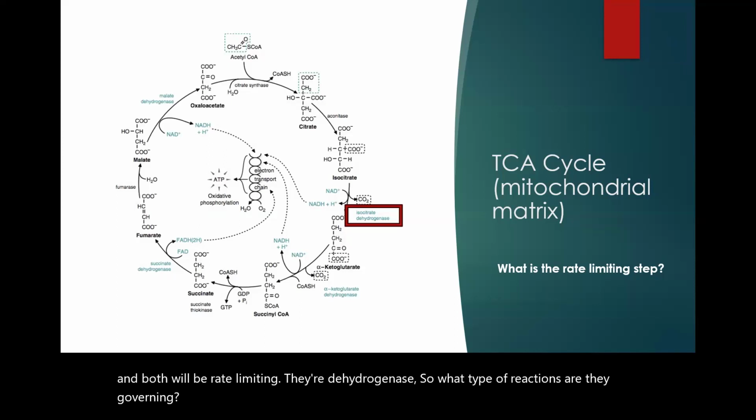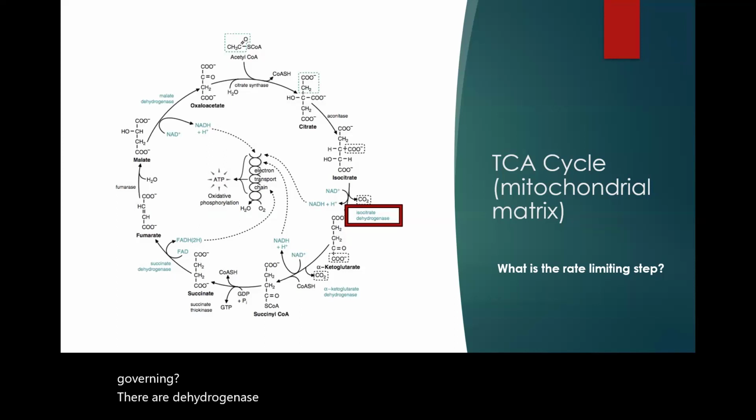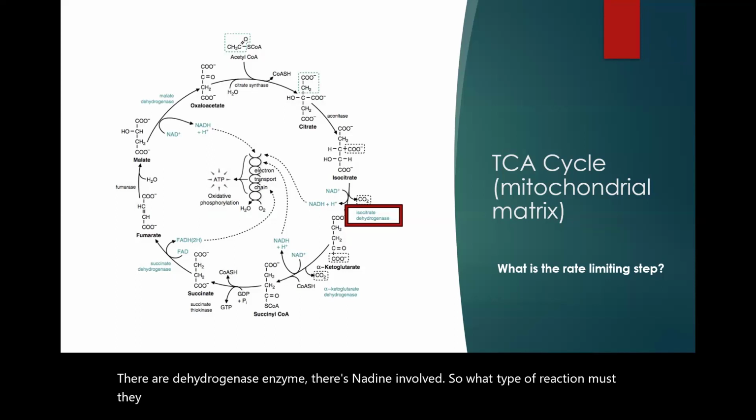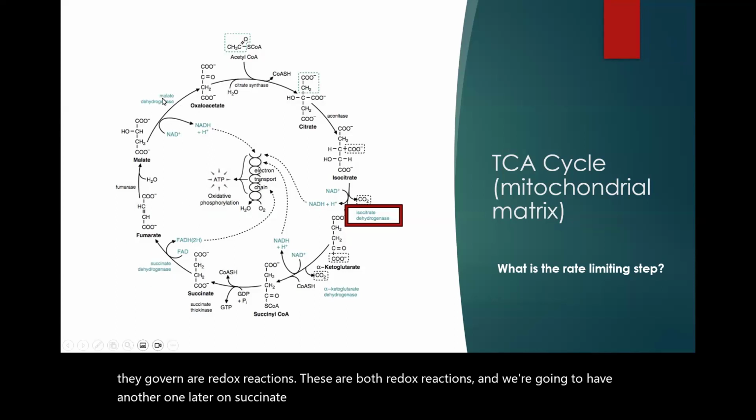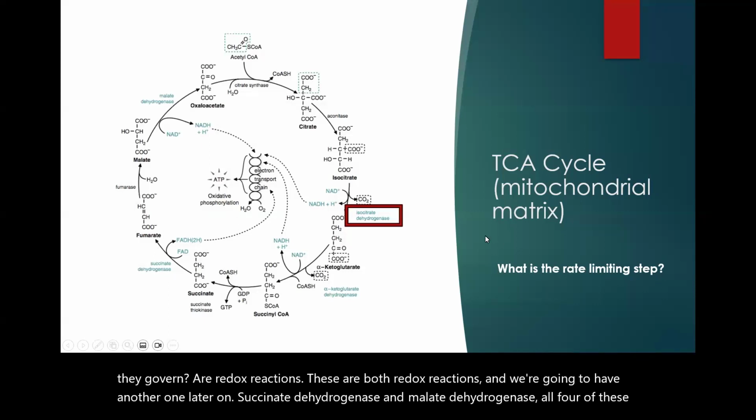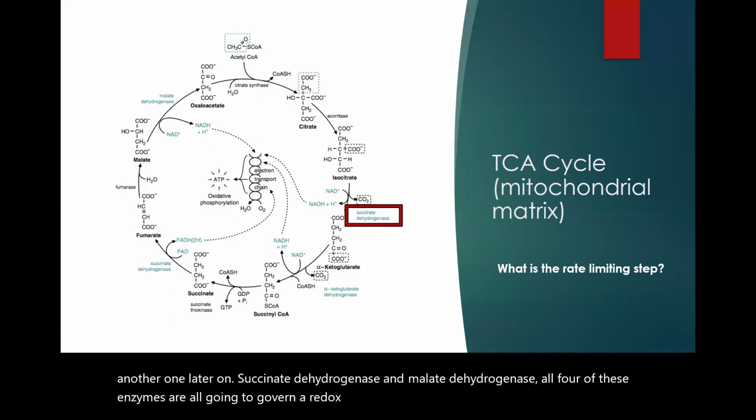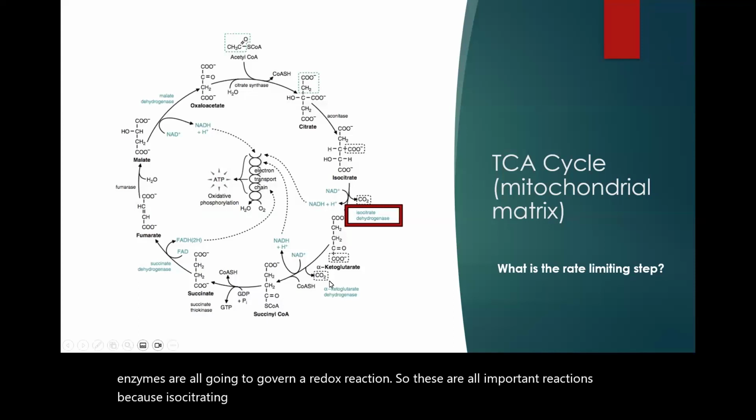They're dehydrogenase enzymes. There's NAD involved. So what type of reaction must they govern? A redox reaction. So these are both redox reactions. And we're going to have another one later on, succinate dehydrogenase and malate dehydrogenase. All 4 of these enzymes are going to govern a redox reaction. Isocitrate dehydrogenase comes first and alpha-ketoglutarate dehydrogenase comes next. These 2 are going to be your rate limiters.